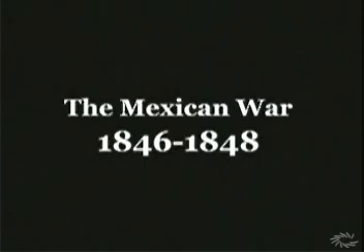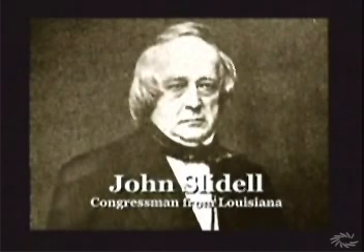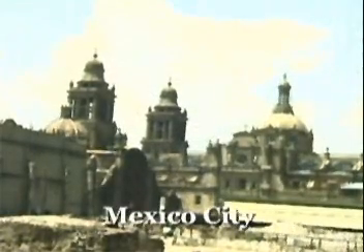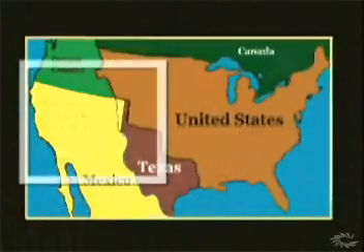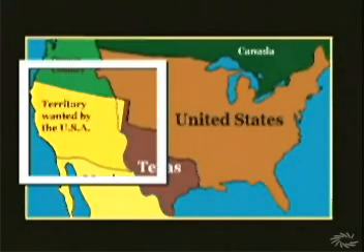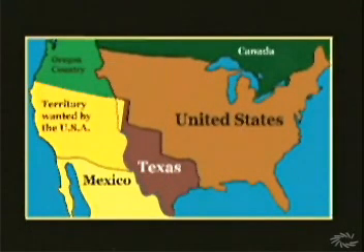A few months before Texas was granted statehood, President Polk sent Congressman John Slidell of Louisiana on a secret mission. Slidell had been instructed to go to the Mexican capital of Mexico City, and among other things, he was supposed to offer $25 million to buy a huge piece of northern Mexico for the United States. But when the Mexican government learned of his proposal, they were so outraged they refused to talk to him.